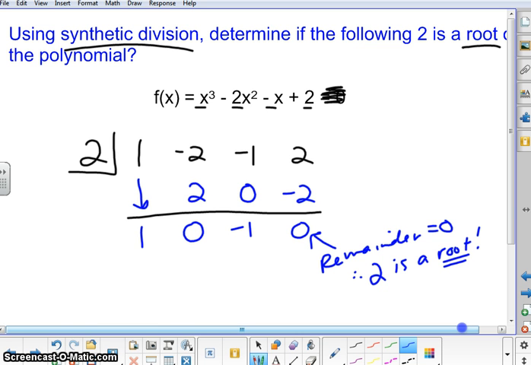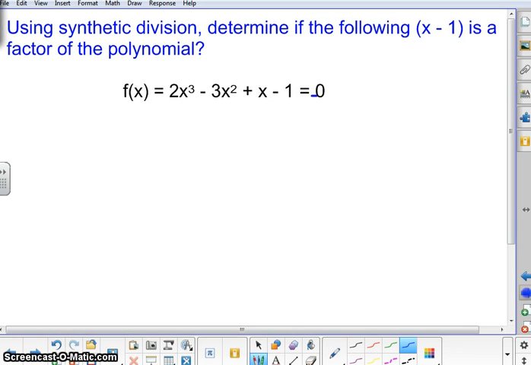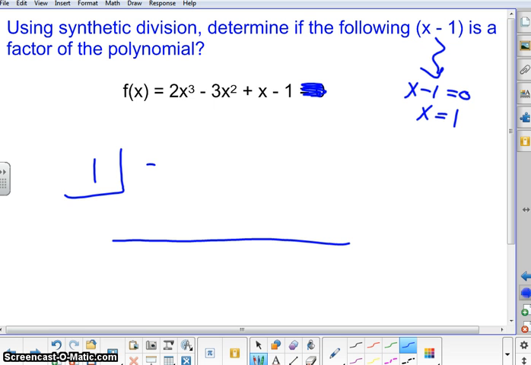Okay, so the next one is very similar, but I'm giving it to you in factored form. Again, before we get started, go ahead and get rid of that equals 0. And we're going to use synthetic division. So in this case, we're going to go ahead and set that equal to 0, and that's what's going to go in the box. So hopefully you remember that. 2, negative 3, 1, and negative 1 are going to be the top numbers. Drop that 2 like it's hot, and then we have to multiply and add, multiply and add, multiply and add.